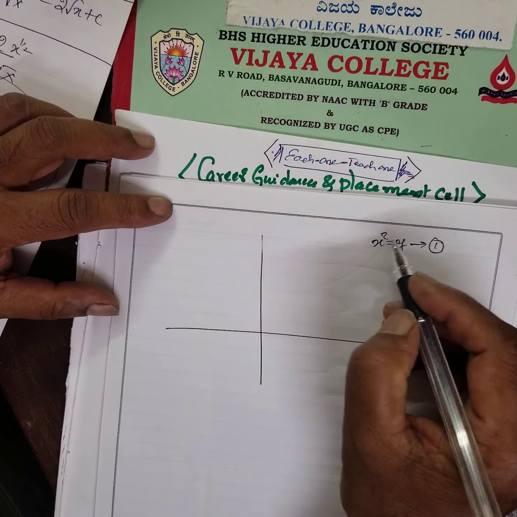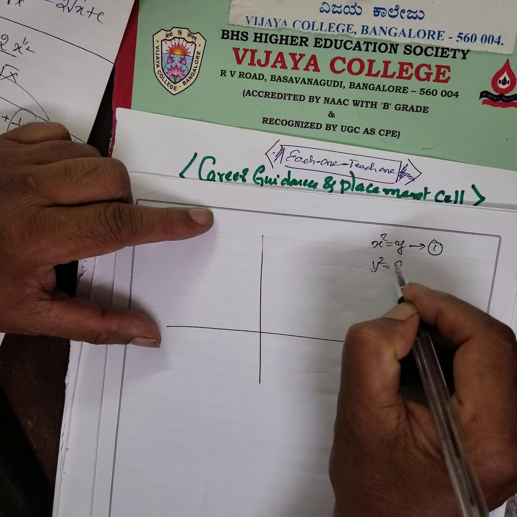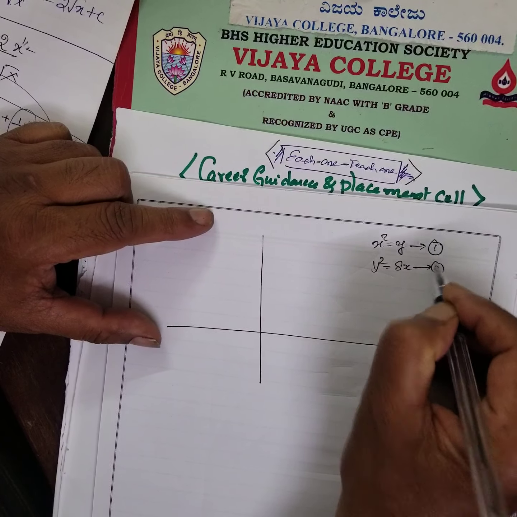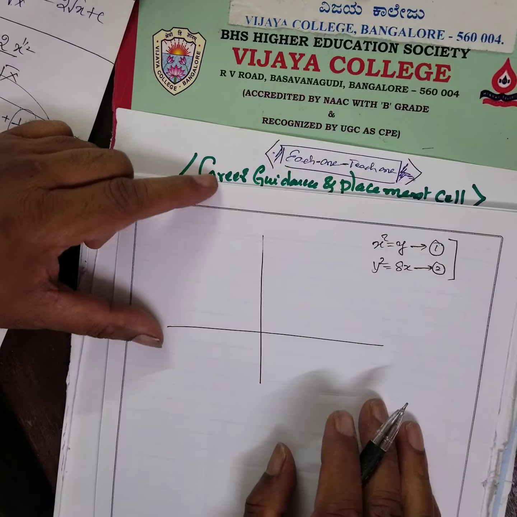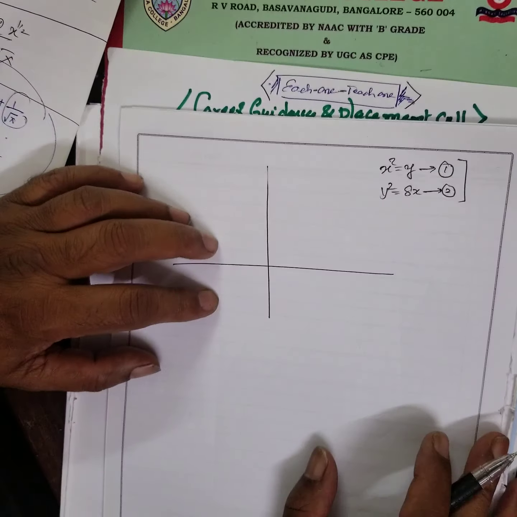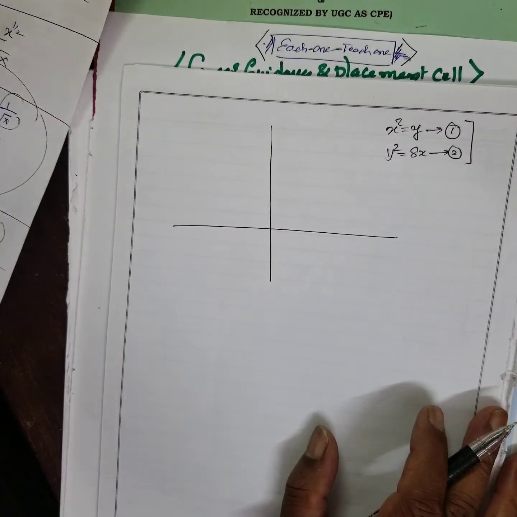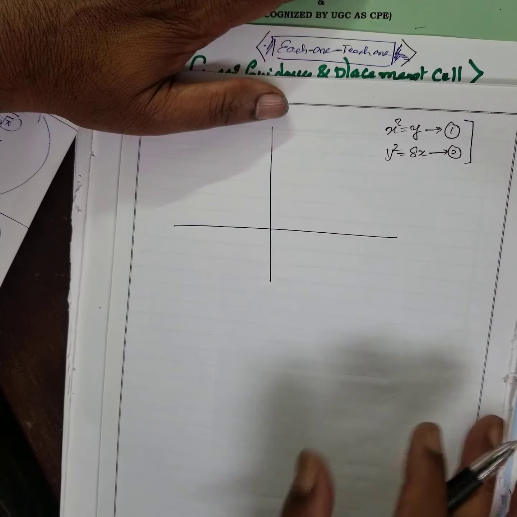Coming back to this, x square is equal to y. Find the area between the two curves x square is equal to y and y square is equal to 8x. The same sum you have done for 4 or 5 marks in the examination, but if you have practiced properly, by looking at the answer itself you need not work it out. But anyway, I'll work out all the details.